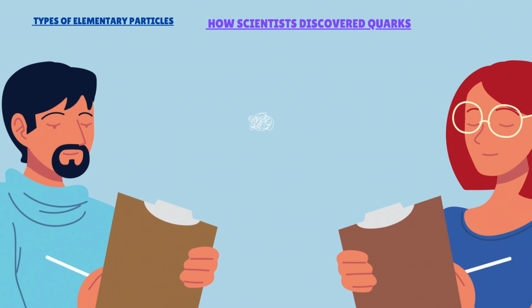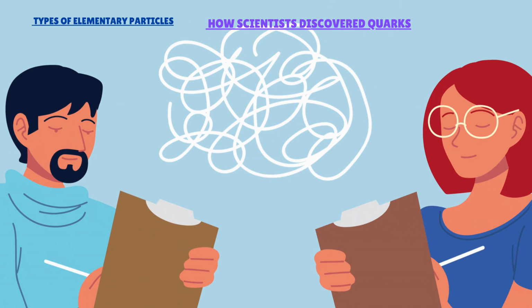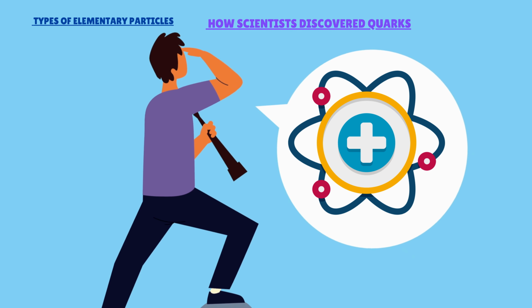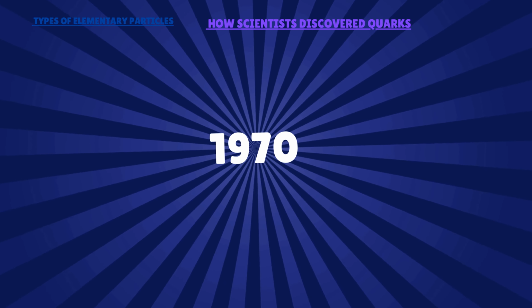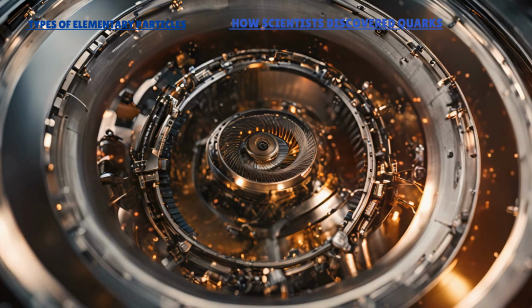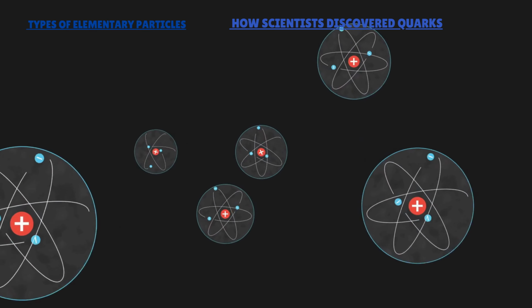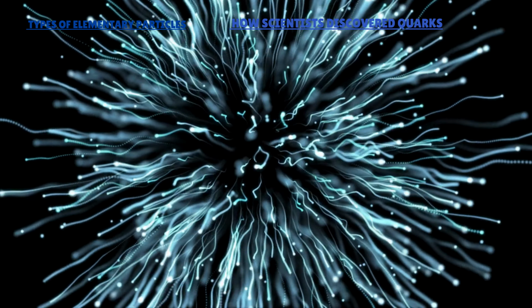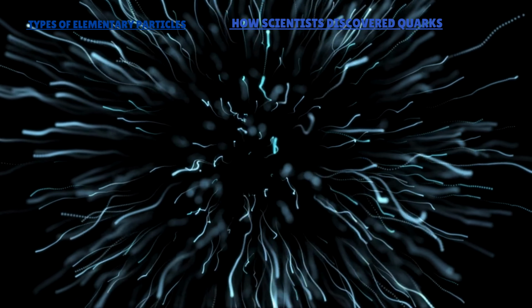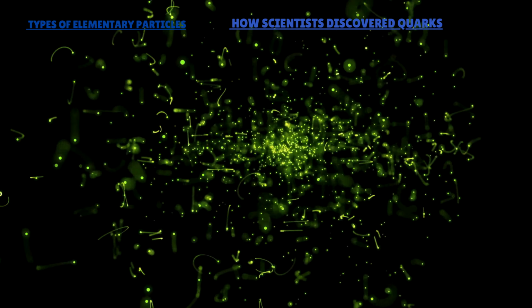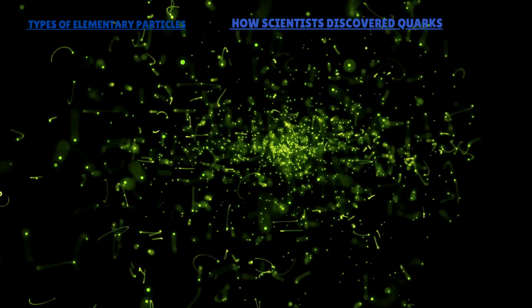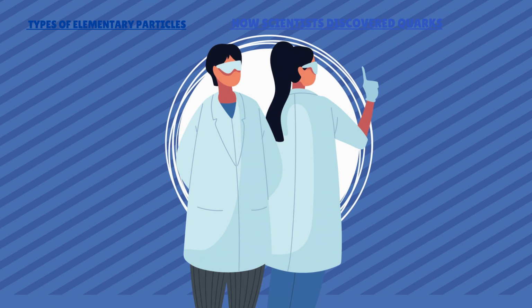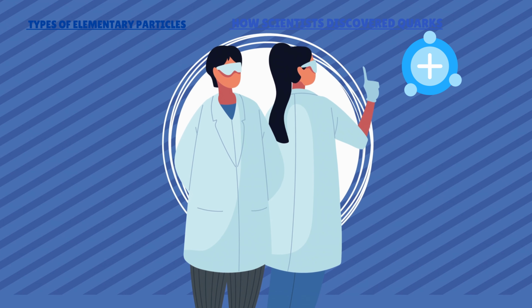Testing the idea, now, scientists needed to find out if Gell-Mann's idea was true. To do that, they had to look inside protons. So, in the 1970s, they used a giant machine called a particle accelerator. They fired high-energy electrons at protons, expecting the electrons to just bounce off normally. But, plot twist. The electrons scattered in a weird pattern. This wasn't what they expected, which made scientists think, aha! There must be something smaller inside the proton.